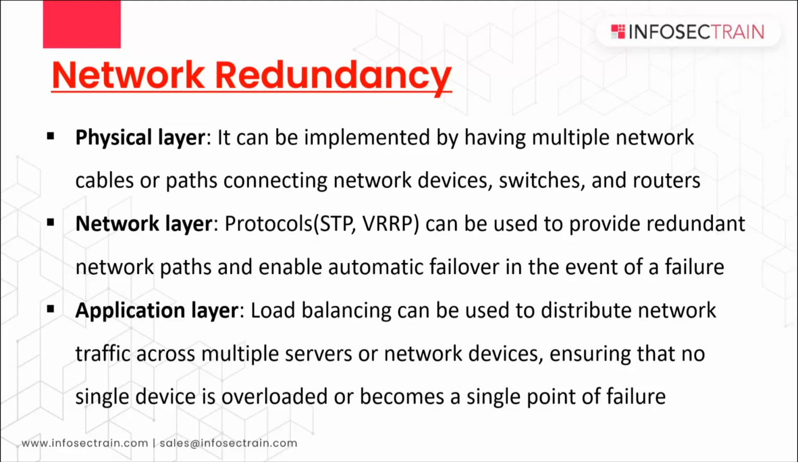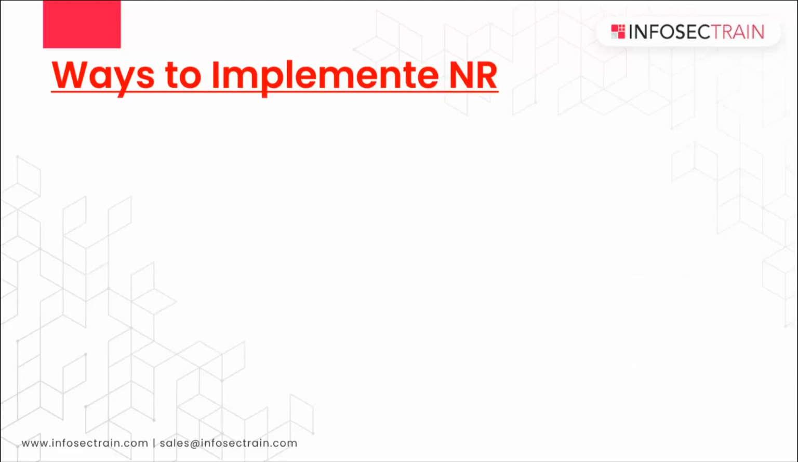Now, what are the different ways to implement network redundancy? First, redundant network connections. Basically this involves connecting multiple cables or paths between network devices, switches and routers, to provide redundancy in case of cable or path failure, right? This can be done using technologies such as link aggregation, LAG, or port channeling, right?